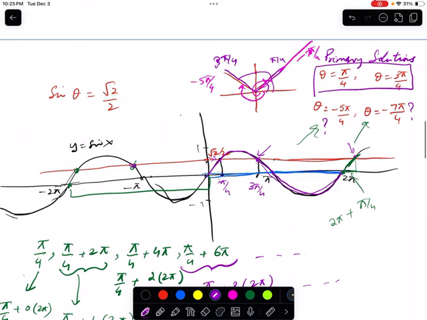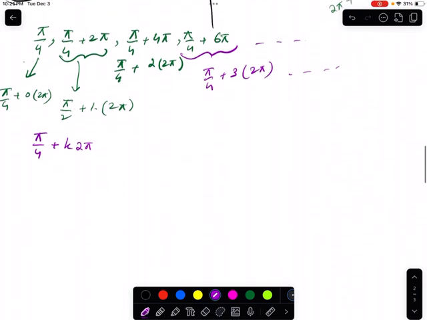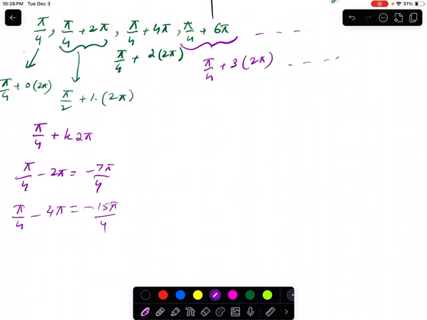So how can you get this value? If we do pi over 4 minus 2 pi, we get minus 7 pi over 4. If you do pi over 4 minus 4 pi, you get negative 15 pi over 4, and so on. So these are also going to be the solution. Which means the general solution is like this, where k is equal to 0, plus minus 1, plus minus 2, and so on.